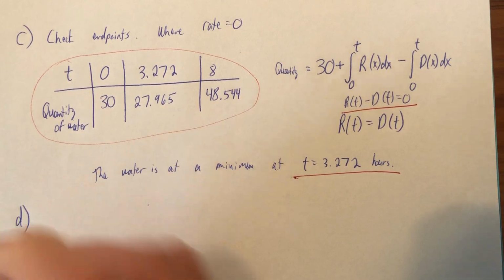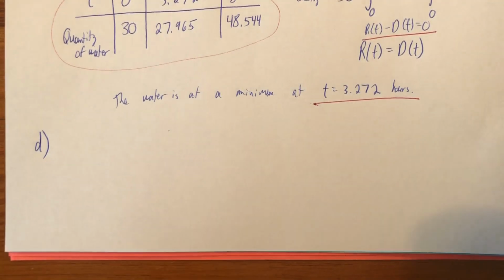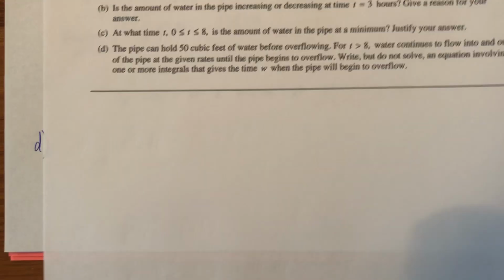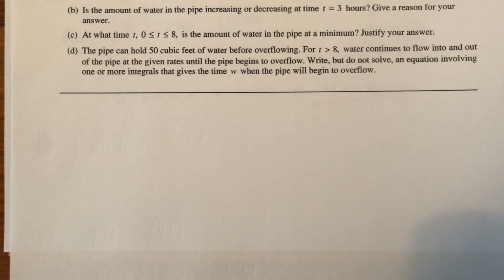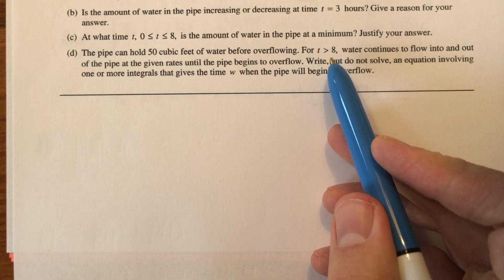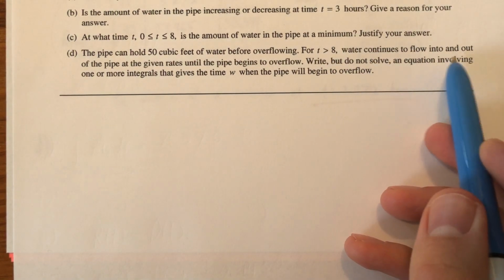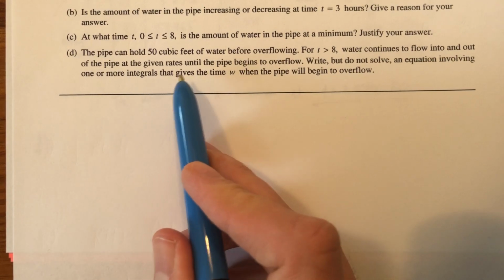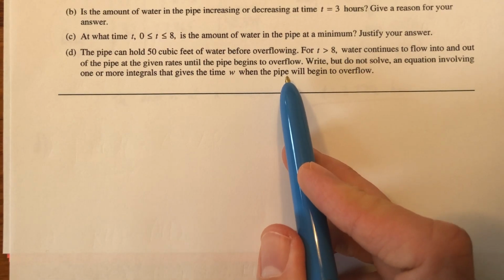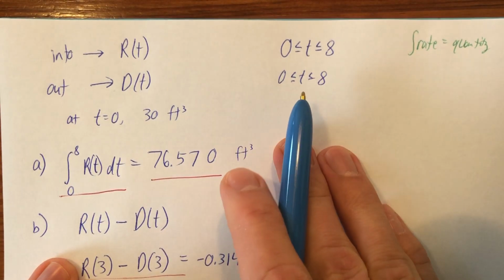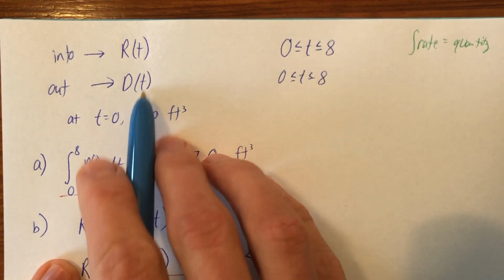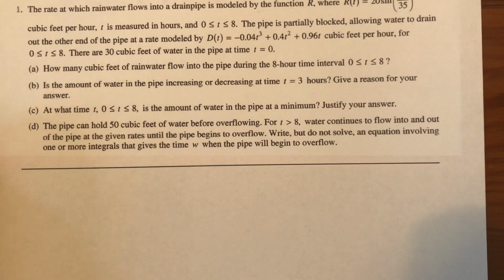All right, let's do part D. Again, I know I'm going over the 15 minutes. I apologize, but I am trying to explain very thoroughly the thought process. The pipe can hold 50 cubic feet of water before overflowing. For t greater than 8, water continues to flow into and out of the pipe at the given rates until the pipe begins to overflow. Let's realize what's going on. Originally, they restricted us between 0 and 8, and now they're saying these functions are going to continue beyond 8.